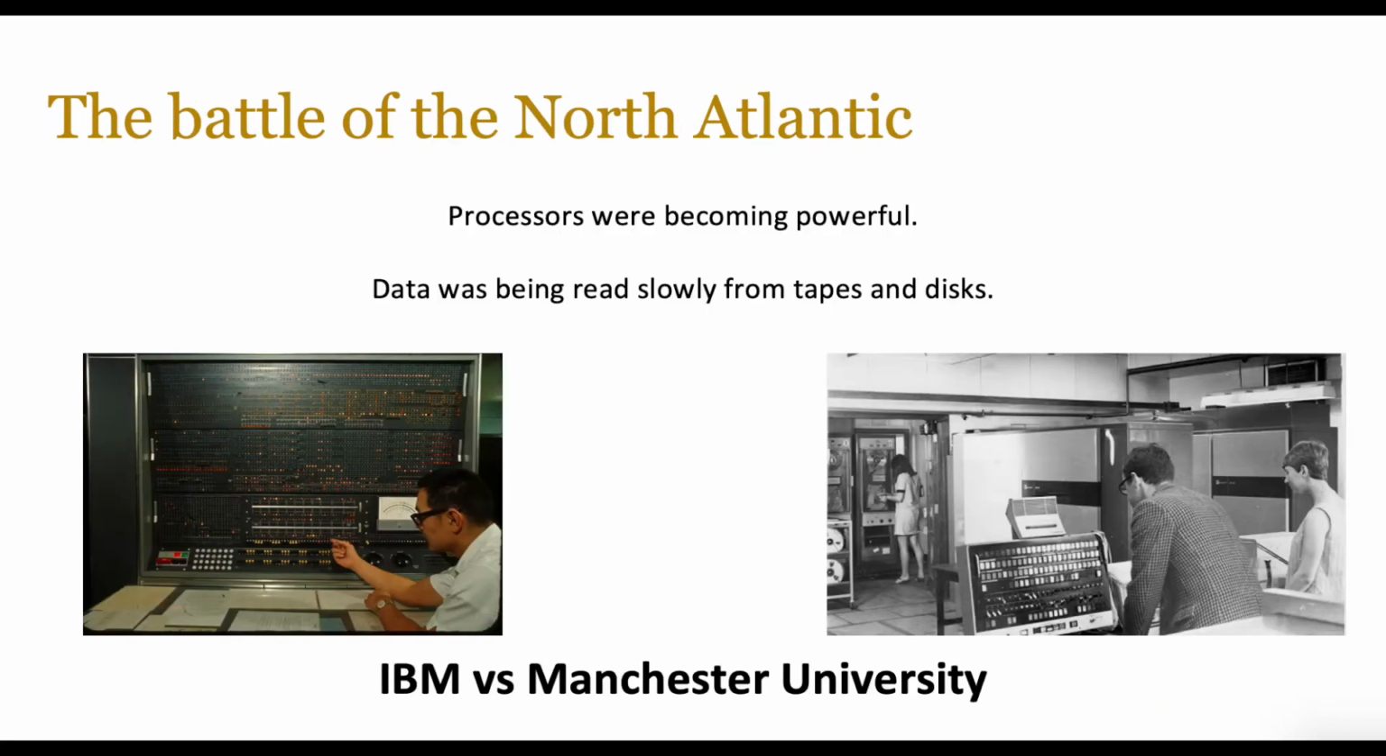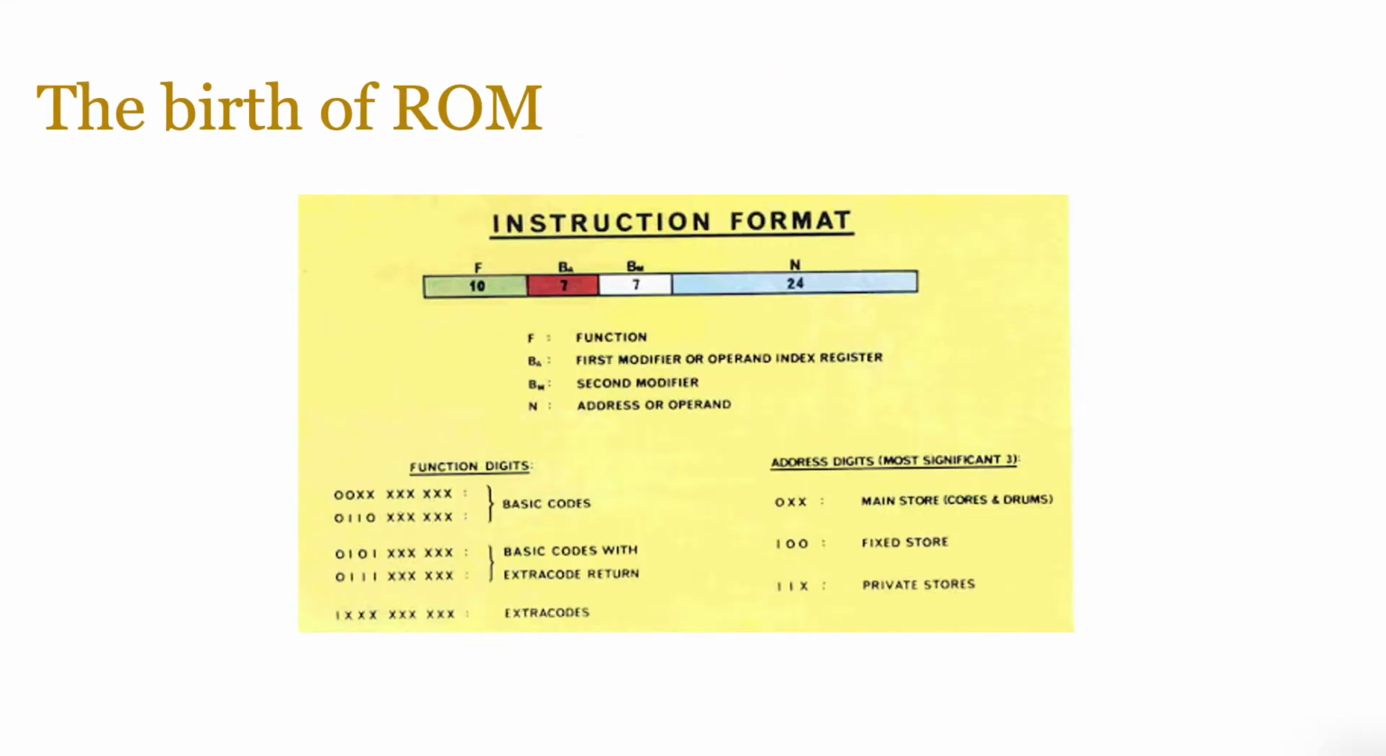Now let's go a bit back in history and back to that Battle of the North Atlantic, where processors were becoming powerful, data was being read slowly from tapes and disks, and you had IBM on one side in the US and Manchester University on the other side in the UK. So we're talking about the late 40s, early 50s. That was the time of the birth of the ROM, and hardware instructions were now possible. You created read-only memory and you could load basic instructions in there, basic input-output systems.